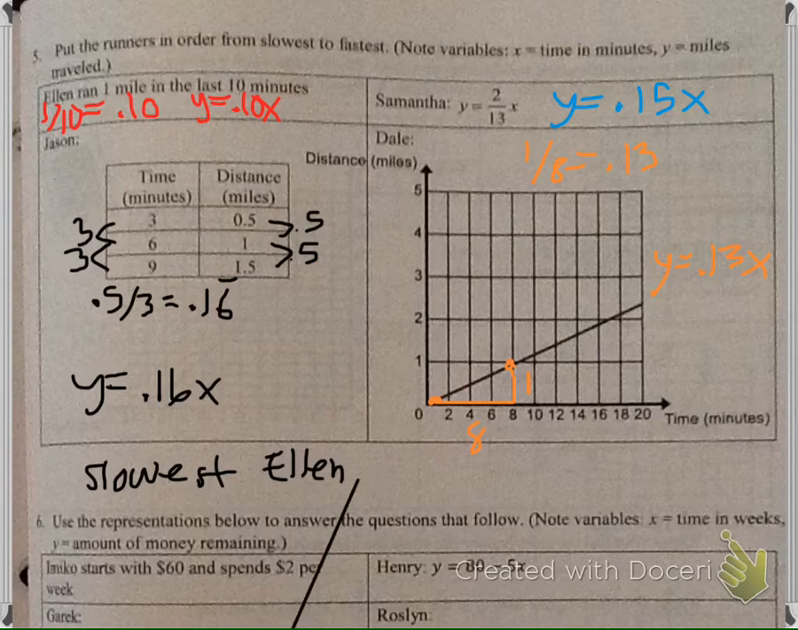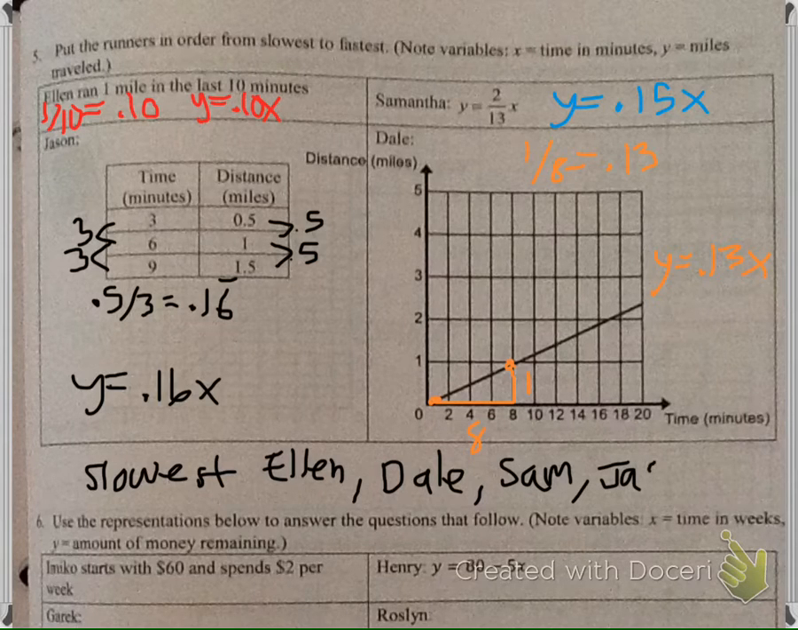And then we have Dale, and then Samantha, and then Jason is the fastest. So I listed them from slowest to fastest. Okay, make sure you have all the work for each person. Obviously these two you didn't have to do a lot of work, but here I should see carrots and dividing. Here I should see slope triangle and dividing.